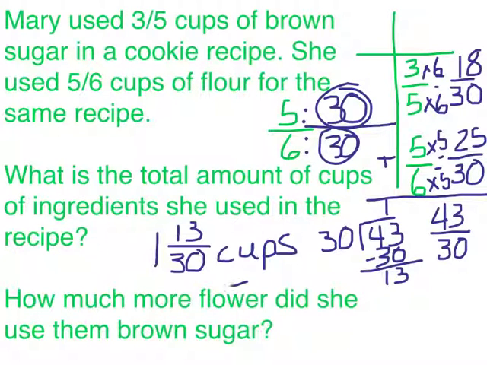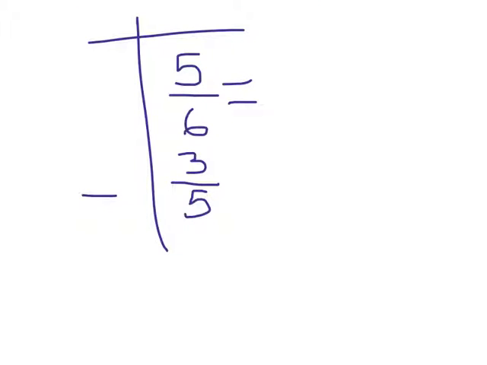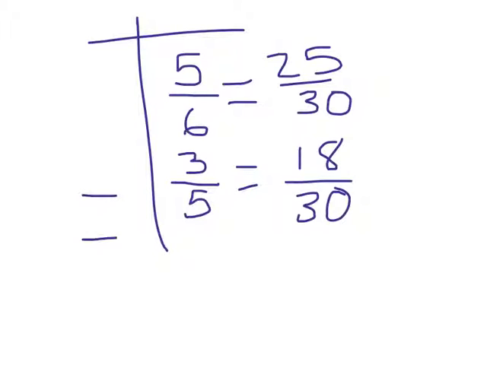Now, let's answer our second question. How much more flour, and that should be flour, did she use than brown sugar? This is a subtraction problem because I'm finding a difference between two amounts. So I'd be subtracting 5/6 minus 3/5. To do this, I would still need a t-chart. I've already found what my equivalent fractions are. They're 25 over 30 and 18 over 30. All I have left to do is subtract those.